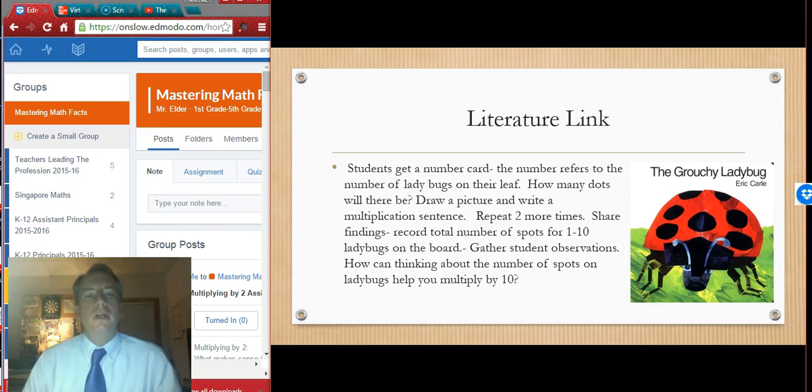What does the picture look like? What does the addition sentence look like? What does the multiplication sentence look like? Hopefully this sounds familiar to what we did with our Times 2, our 2 of Everything book. And then we're going to do it again.